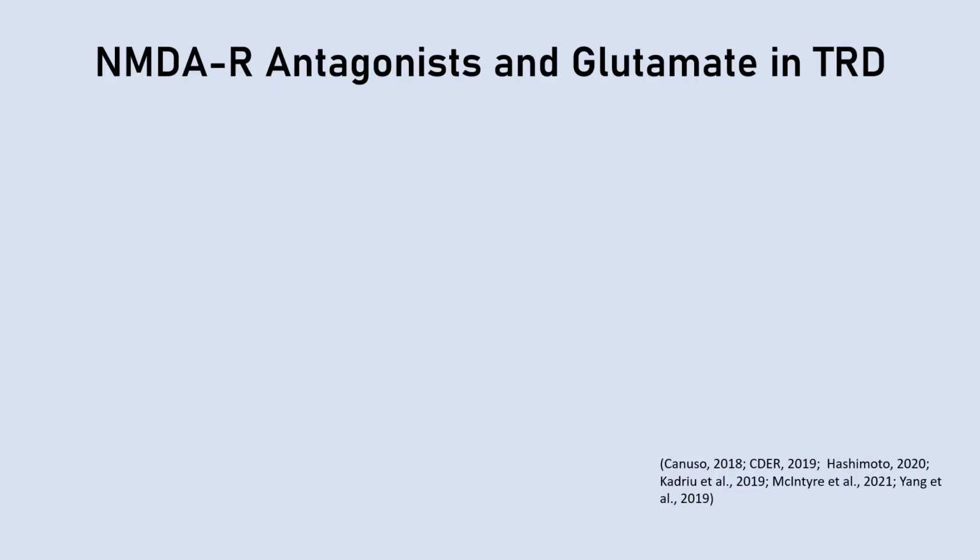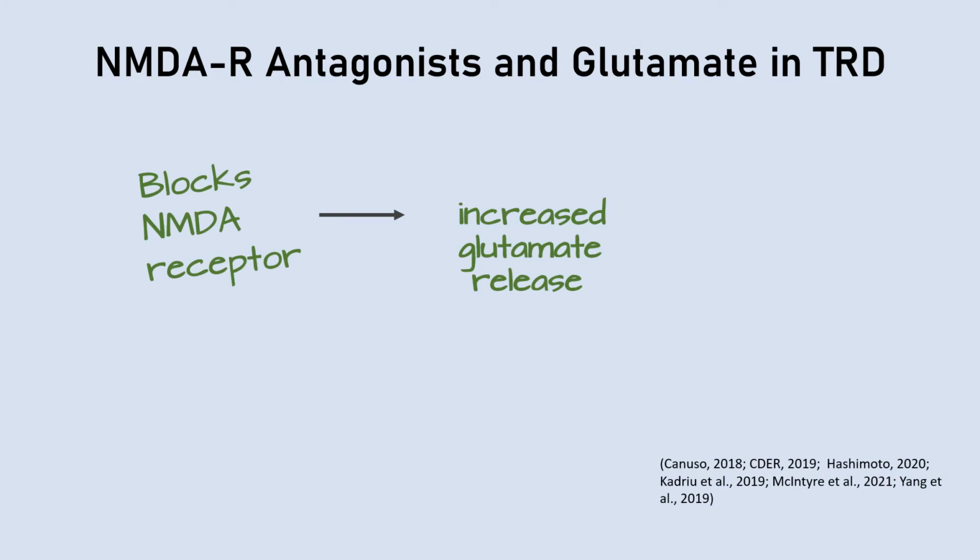Esketamine is classified as an NMDA receptor antagonist, and it first works by blocking the NMDA receptor. This results in a temporary increase in glutamate, the major excitatory neurotransmitter in the brain.